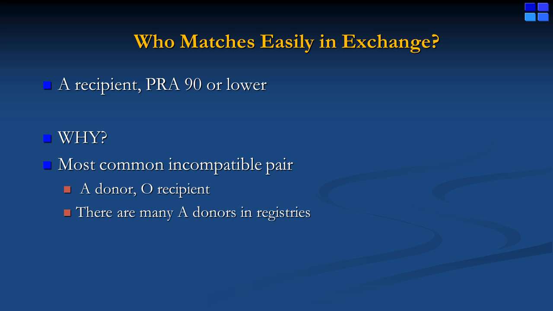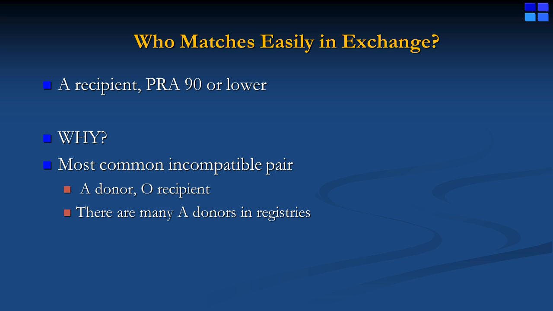So who matches easily in exchange? Well, we surely know that A recipients and PRAs lower than 90 are easier matchers. And why is this? The most common ABO incompatible pair you will meet will be an A donor and an O recipient. So there's many, especially in the national registries, you're going to find many A donors. If you participate in the National Kidney Registry, you may once in a while get an email saying that they have A donors ready to donate.